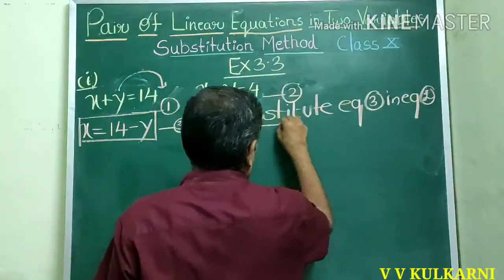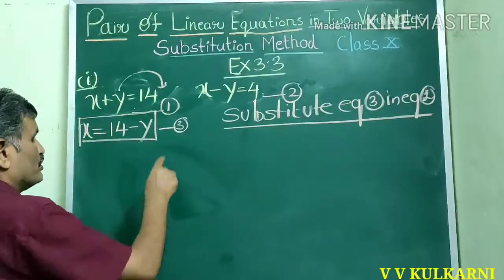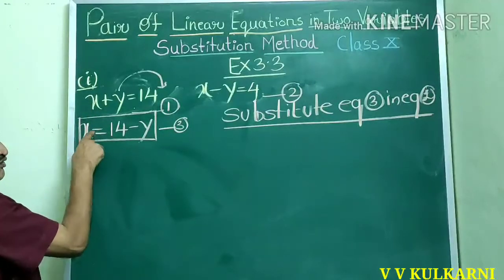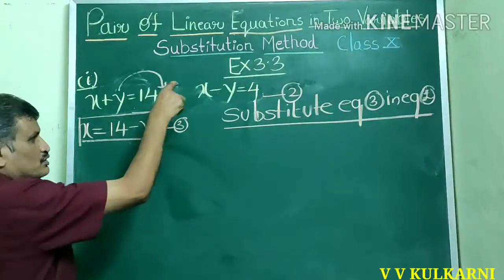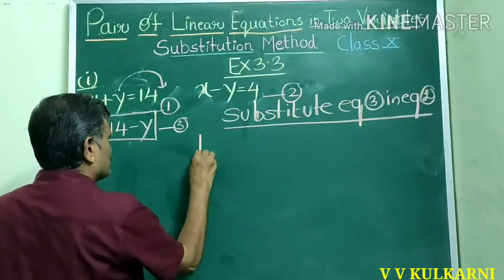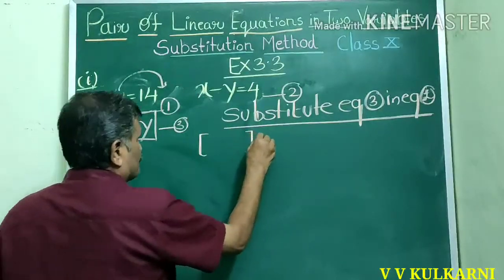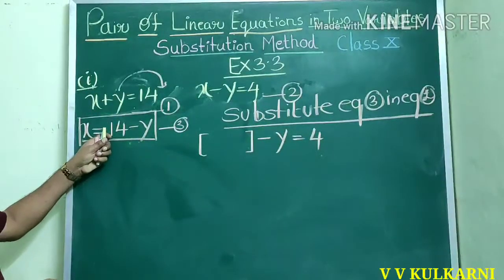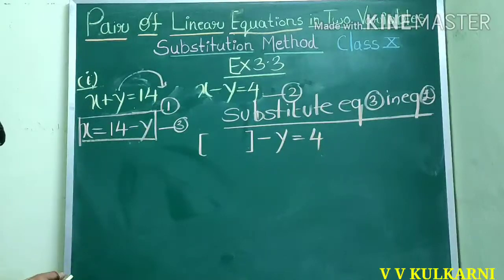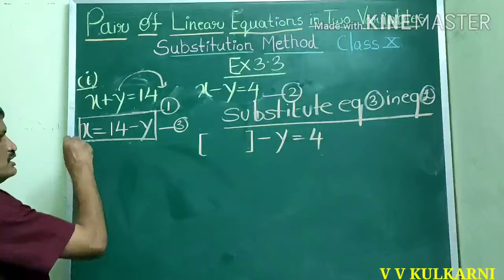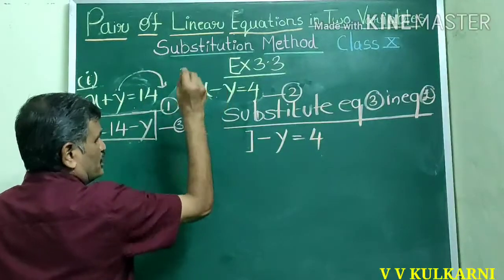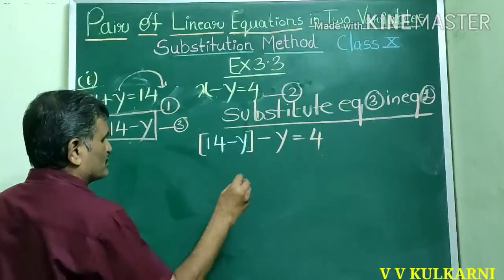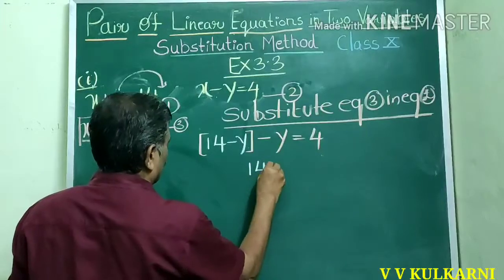What happens? Let us see. Equation second says x minus y equal to 4. And from equation 1, we have got the value of x as 14 minus y. This I am going to substitute here. You can check here, in place of x, I am going to put 14 minus y. So indirectly, I have substituted x in the second equation.